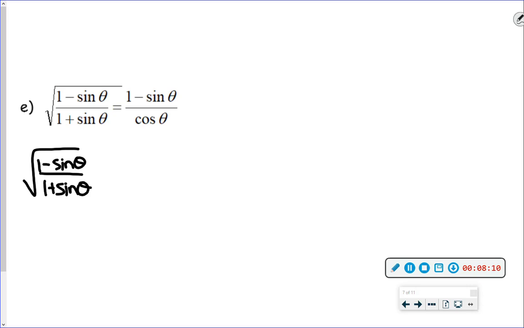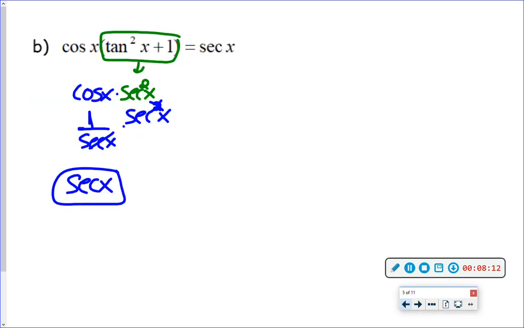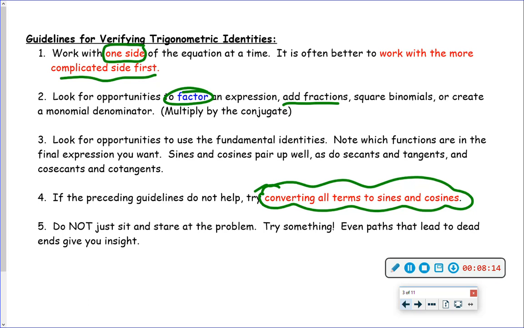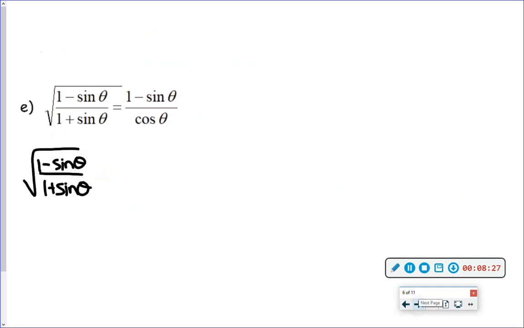Now, I'm going to go back to some of these hints that I gave you at the beginning. So when it talks about squaring binomials, create a denominator, multiply by the conjugate. I'm looking at number 2, multiply by the conjugate. That's the little tip I'm going to use on this guy. Because I'm like, wow, these are pretty easy. They're sines, not squared, so I can't use Pythagorean. So I'm going to multiply by the conjugate and make that a monomial, single term, denominator.